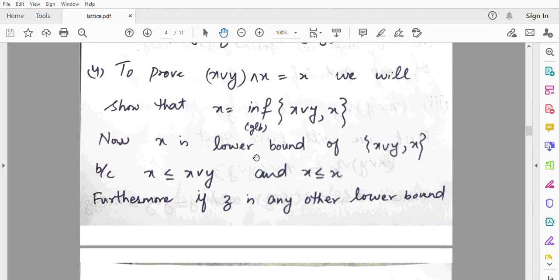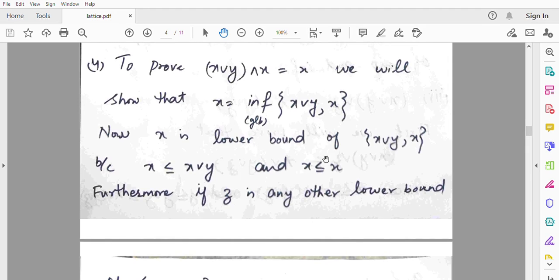So for the lower bound's definition, now we say that x is the lower bound of these two elements. How? Because we know that x is preceded by this element by the definition of supremum, and x is also preceded by itself. So from here we can say that x acts as the lower bound for this element, and x acts as the lower bound for this element as well, for itself as well. So it means that x is the lower bound of x sub y and x. First thing is done.